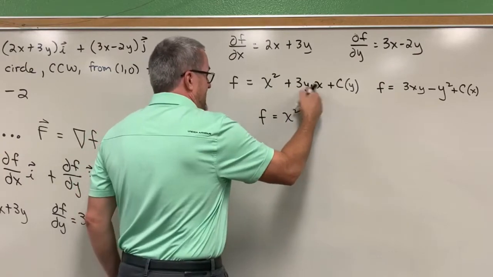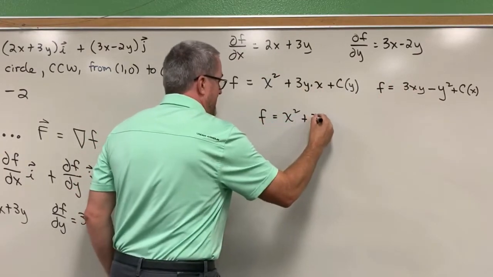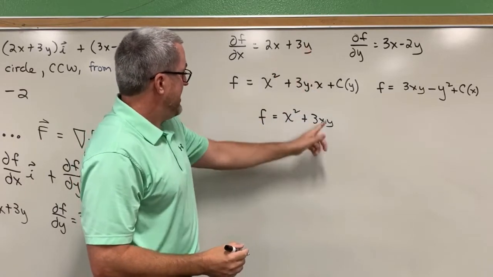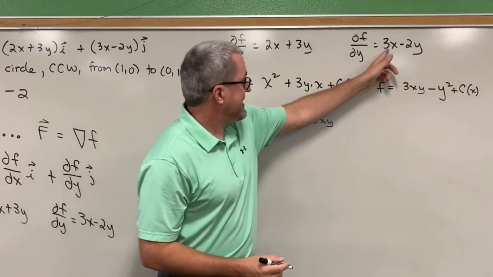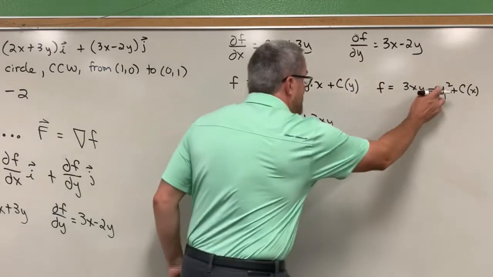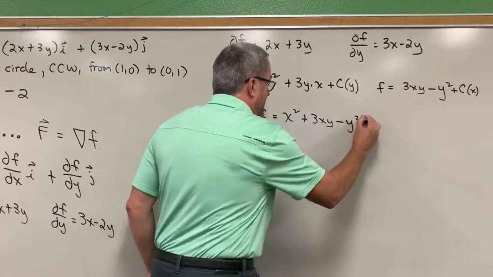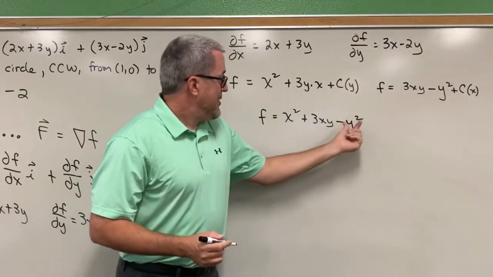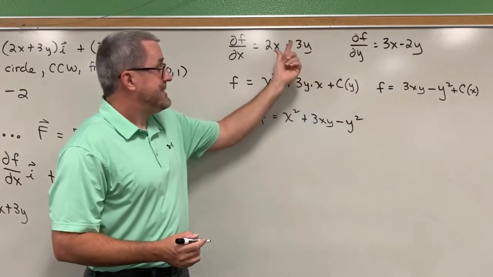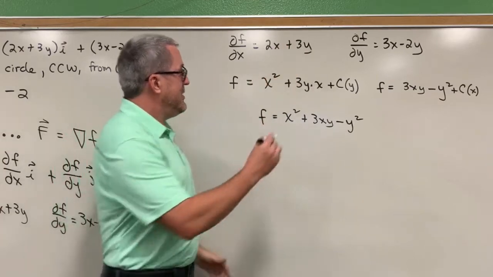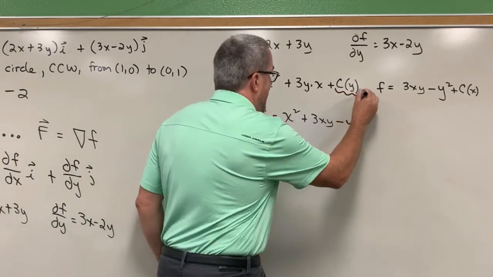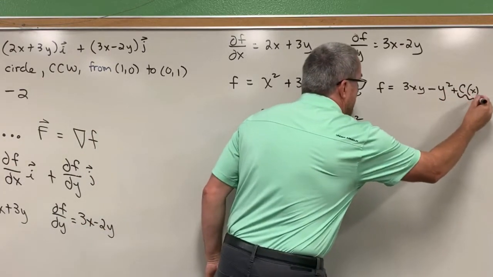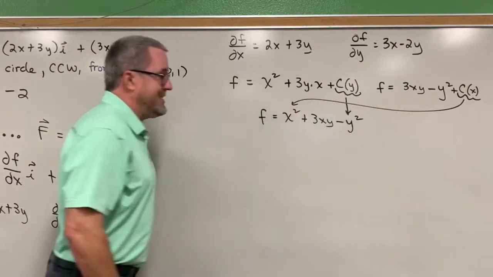We've previously seen that they both have a 3xy term. The derivative with respect to x is 3y. The derivative with respect to y is 3x. And this function would have to have a negative y squared term. The derivative with respect to y is negative 2y. The derivative with respect to x is 0. So notice this c of y, there it is. Notice this c of x, there it is.